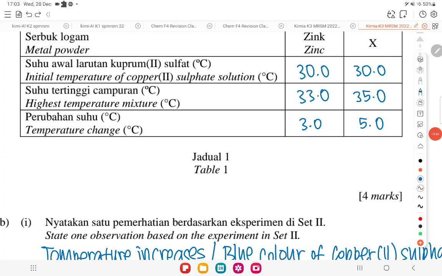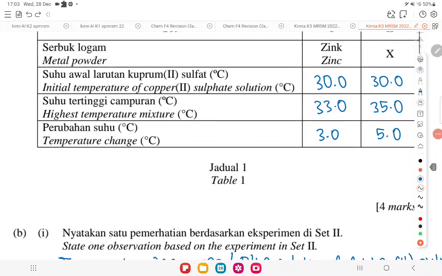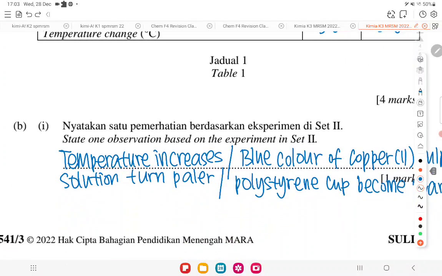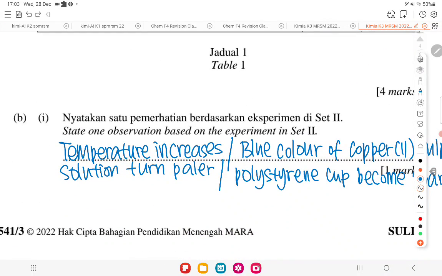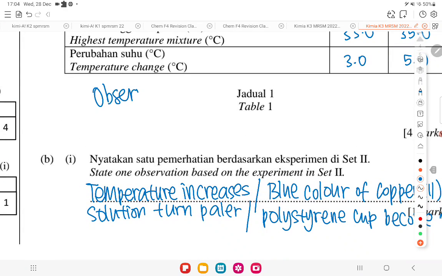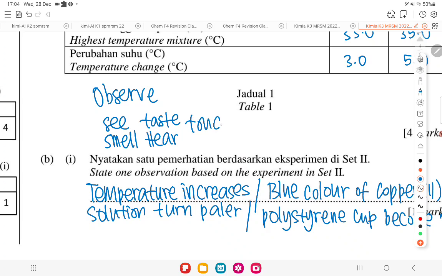Okay, so that's it. This is how you measure and record the reading for the first one. So next, the next question is asking you for the observation. Observation is what you can observe. What you can see, what you can smell, what you can taste, what you can hear, or what you can touch. Anything you can see, smell, taste, hear, or touch is called observation.